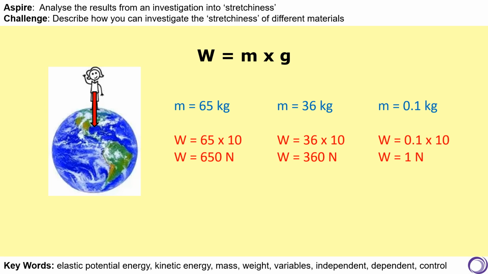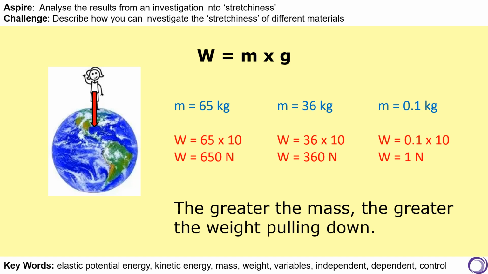So when you look at these calculations, what you can see is that the greater the mass, the greater the weight pulling down on the object, or the smaller the mass, the smaller the weight pulling down on the object.